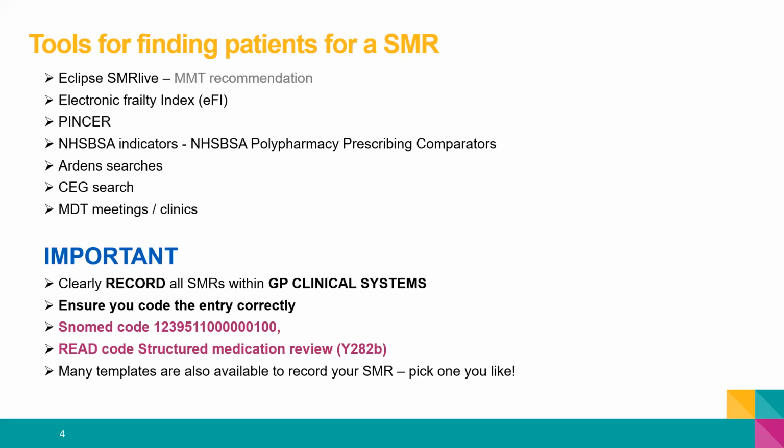But whatever search you do, the most important thing you must do if you've done an SMR is record that you've done an SMR, and ensure that you've put either the read code or the SNOMED code in correctly. We've just highlighted what the codes are. And just pick a template that you like to record your SMR in. We're not picky how you record your SMR either.